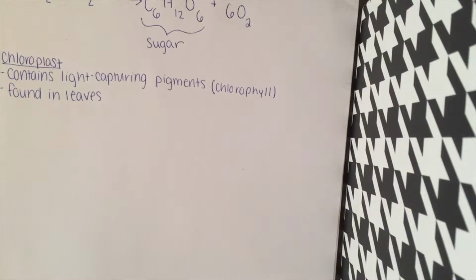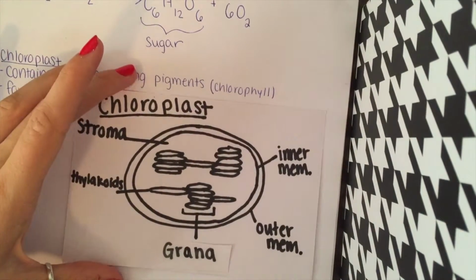So the first thing that we should know is what a chloroplast is. It contains light-capturing pigments. In this case, chlorophyll is the most abundant, and it is found in leaves. So here's what a chloroplast looks like.